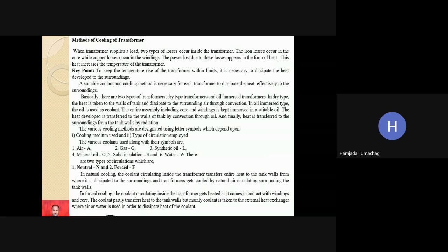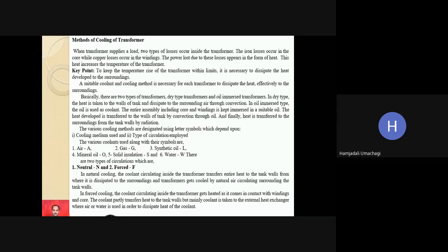Directly, whatever heat is developed in the dry type transformer will be taken to the walls of the tank via some air media, and that means here we are following the convection cooling method. Okay, then similarly, what if it is the oil immersed type? In the oil immersed type, the oil is used as a coolant. So here we are using certain mineral oils to carry the heat.